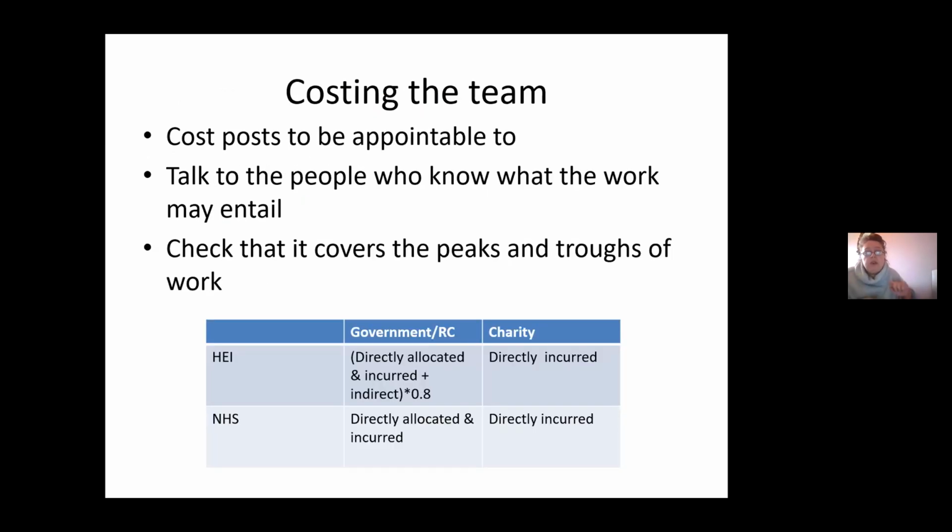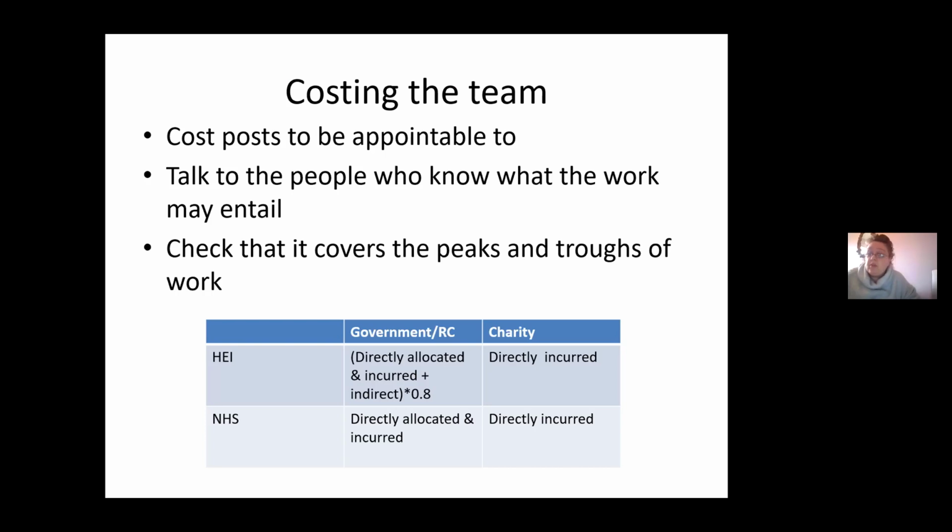Things also to think about when costing the team. So make sure that a lot of you will go through your research and development offices, I would think. So it needs to be costed at a post that's appointable to. And you need to think about that.